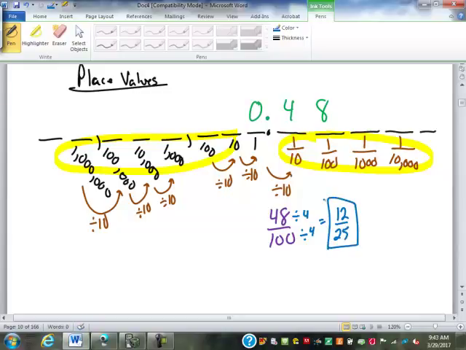And it really is that simple to turn a decimal into a fraction. You just take it and you write it out as you would say it, as you would pronounce it. 48 hundredths is 48 over 100. And then reduce.